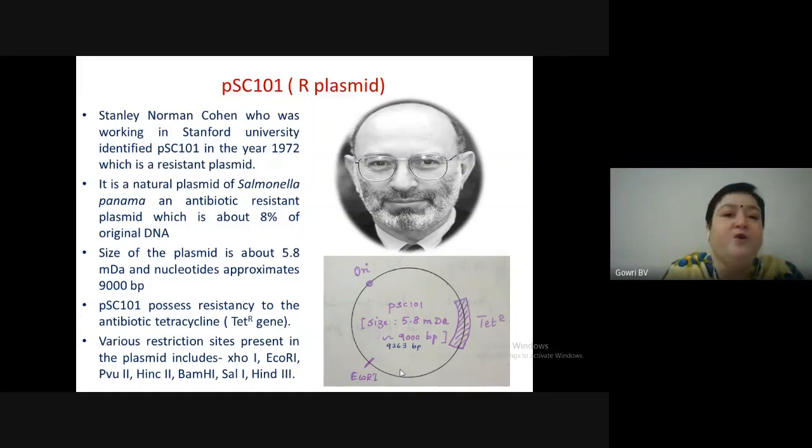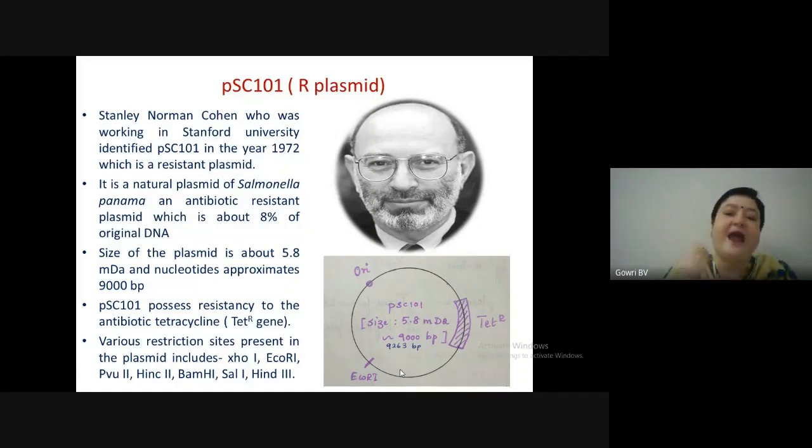Stanley Norman Cohen, who was working at Stanford University, identified pSC101 in the year 1972, which is a resistant plasmid. It is a natural plasmid of Salmonella Panama, an antibiotic resistant plasmid, which is about 8% of the original DNA. The size of the plasmid is about 5.8 M Daltons, and the nucleotides approximate to 9,000 base pair, which is 9.2 kilobase. pSC101 possesses resistance to the antibiotic tetracycline. If you look at the bracket, it is given TET-R, which means it is tetracycline resistant.